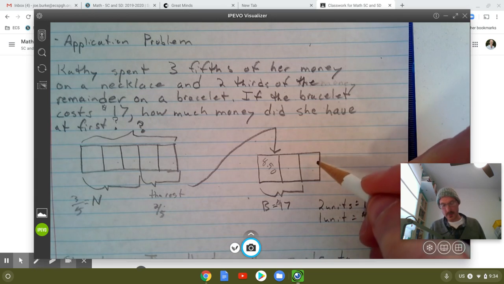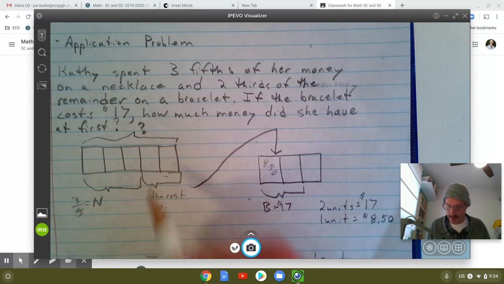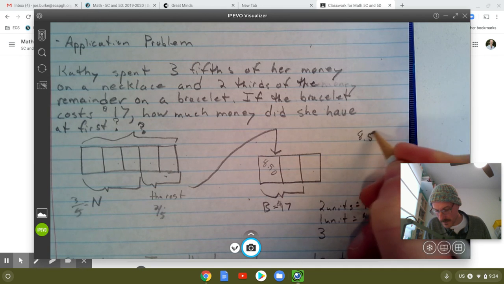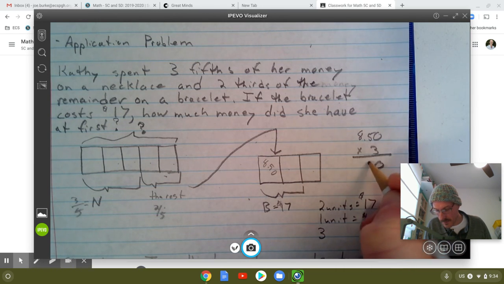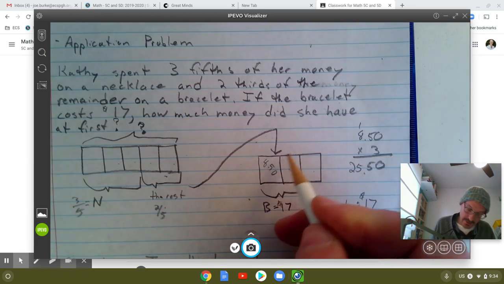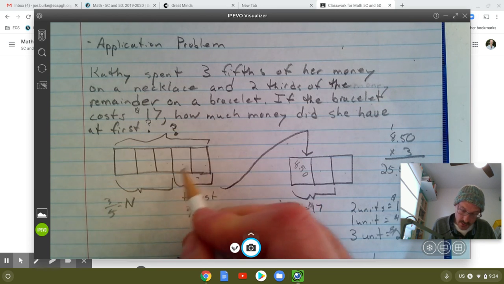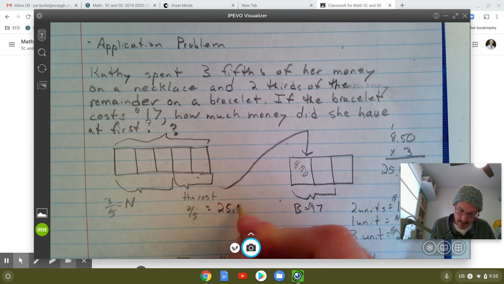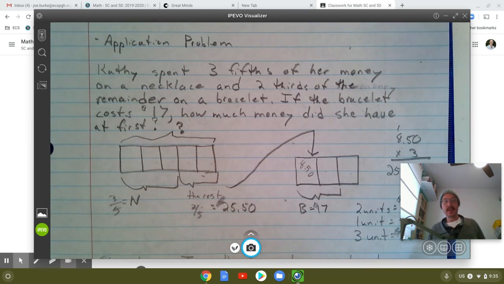So what's the total? Because that's what we need, the total here, so that we can then figure this out over there. So 3 units is just 3 times $8.50. $25.50. Okay, so now we can take that and say this 2/5 of the total is $25.50. Well, we need to know what 5/5 is.